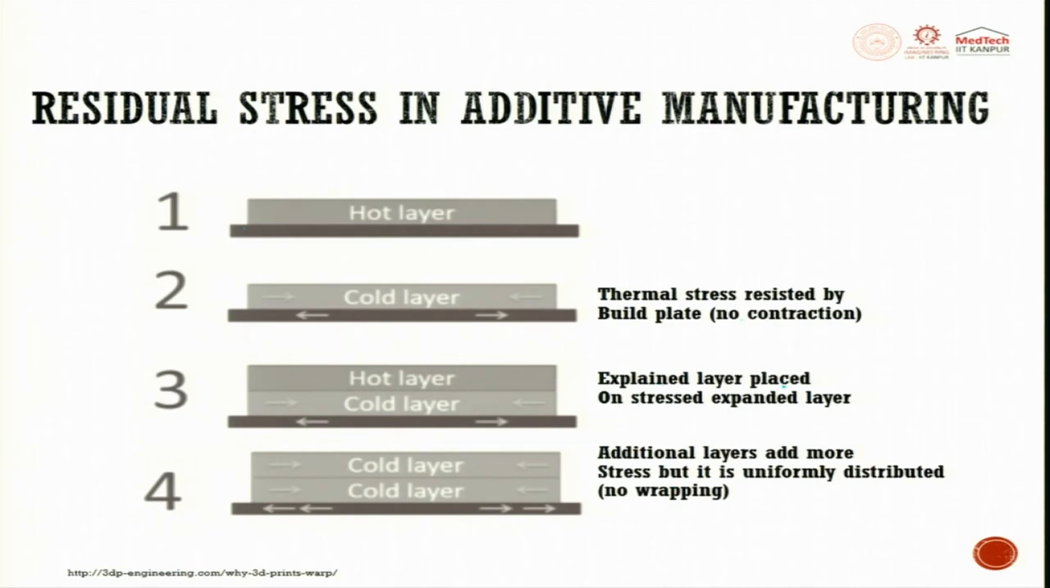So, a new layer is placed on the stressed, expanded layer. You can see this, and you can also have an additional layer add more stresses, but it is uniformly distributed. No warping happens when you have this cold layer. That means after you do one layer, you give some time so that the layer gets solidified. These are the places where residual stresses can be created. This is tensile, this is compressive. Between these two, there will always be a huge stress variation. So, there will be a demarcation here.